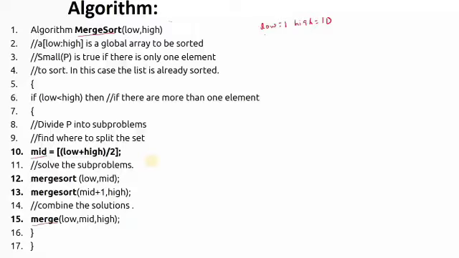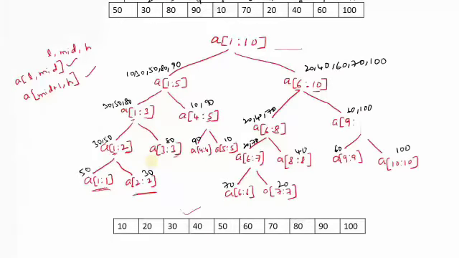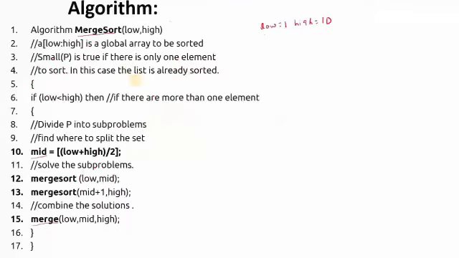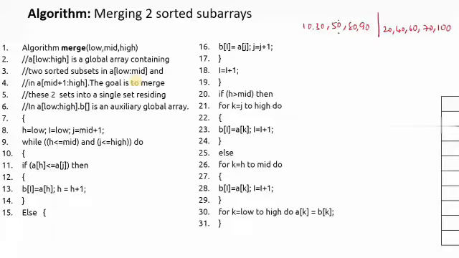Now the procedure merge low, mid, high means, so if I have 50 30 here, how it becomes 30 50. If I have, let us suppose, 90 10, how it becomes 10 90. Here I have 30 50 80 and 10 90, how it becomes 10 30 50. So that is explained here with this merging two sorted subarrays.